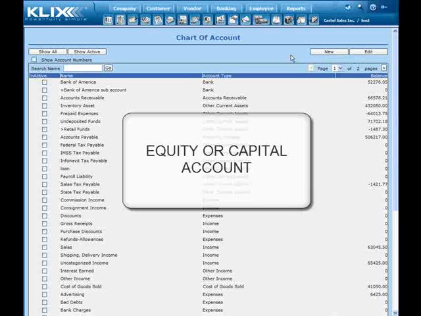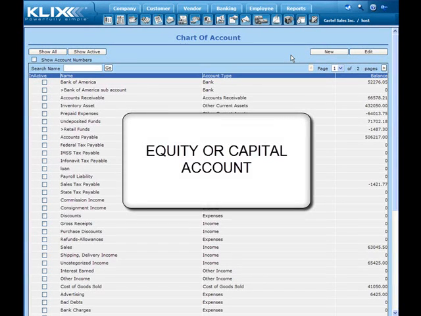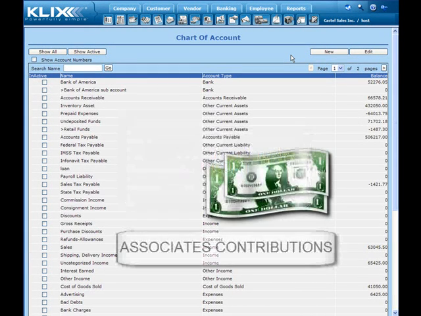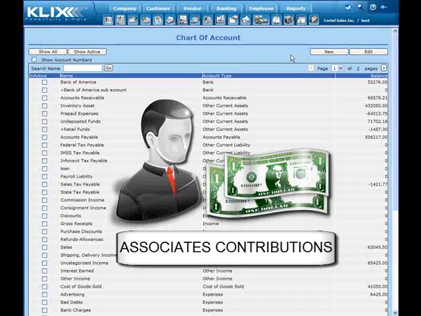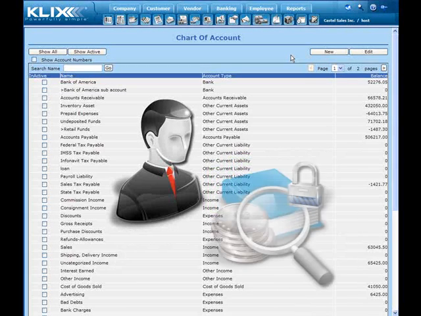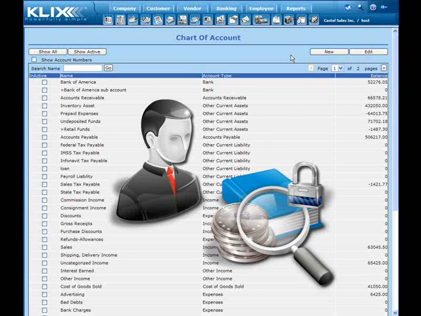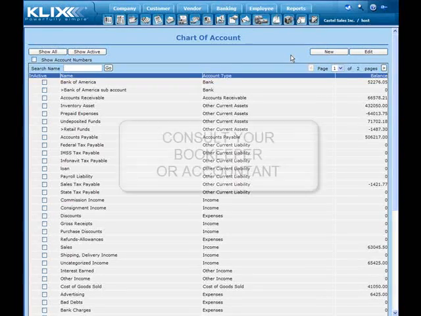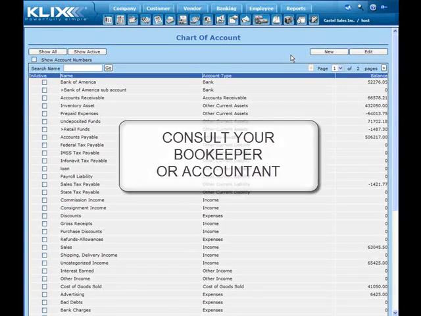As for your equity or capital accounts, it's recommended that you consult with your accountant or bookkeeper about what information to enter in these accounts. Generally, this capital or equity account is the money that your associates contribute to the business so the business can function during its inception, or the contributions that the associates make towards the business when the need for money arises. For more in-depth information on your chart of accounts, it's recommended that you consult with your bookkeeper or accountant.